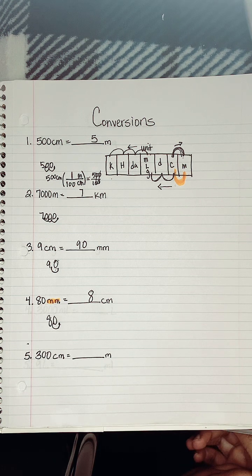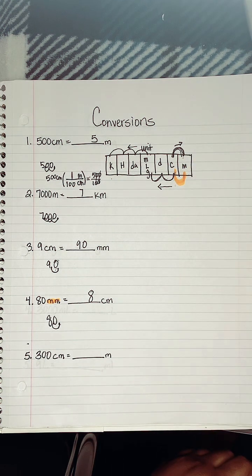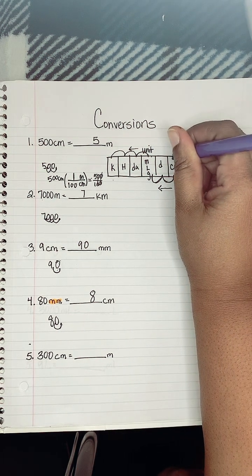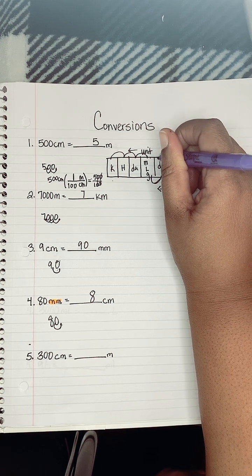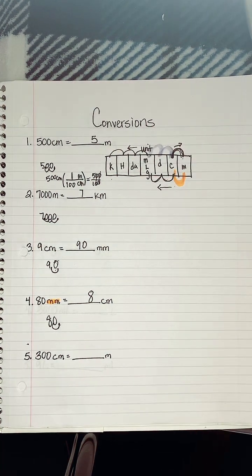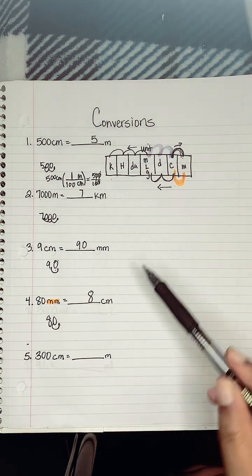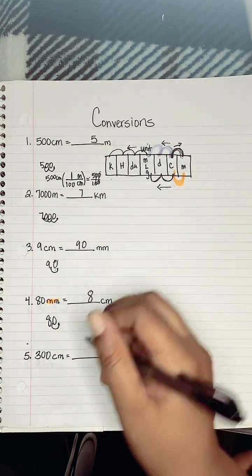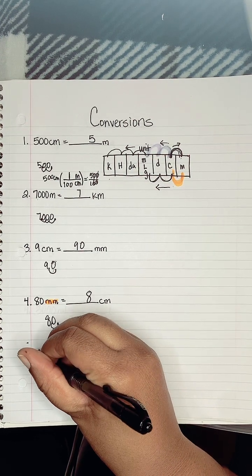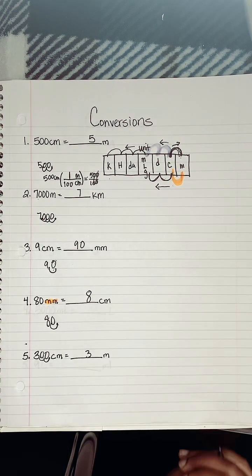3. Beautiful, you guys. You guys are on it with this. Okay. So we start at centimeters, and then we're going to go to millimeters. So we're going to go 1, 2. We're going to the left. So we're going to start here, 1, 2, and we get 3.